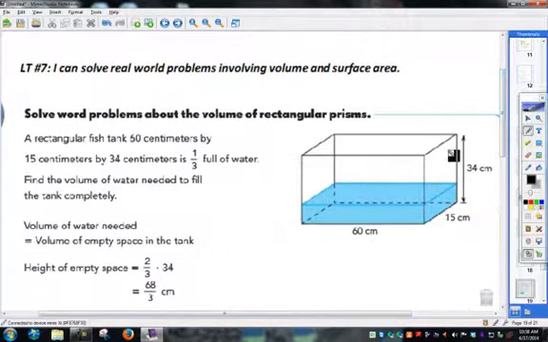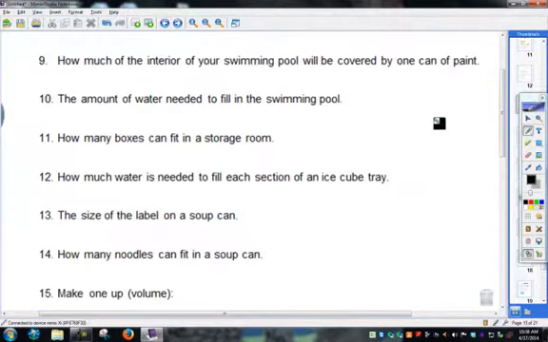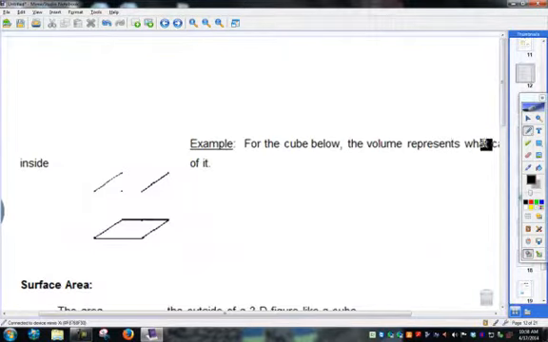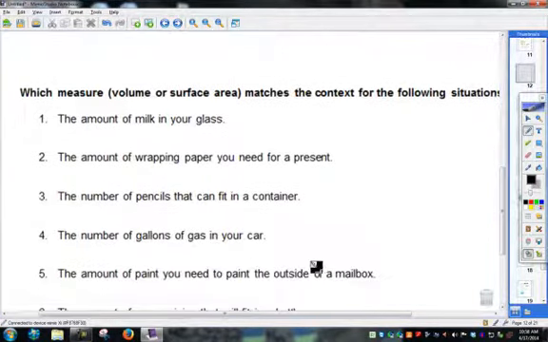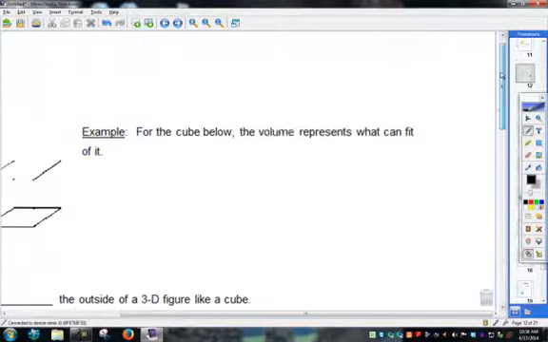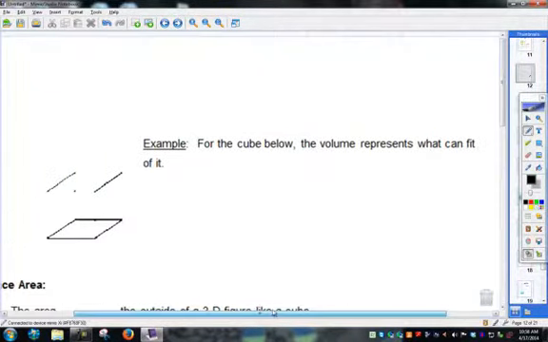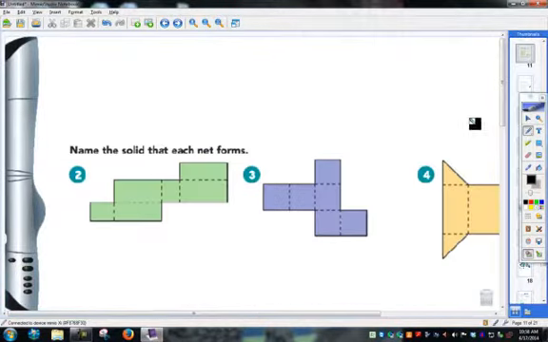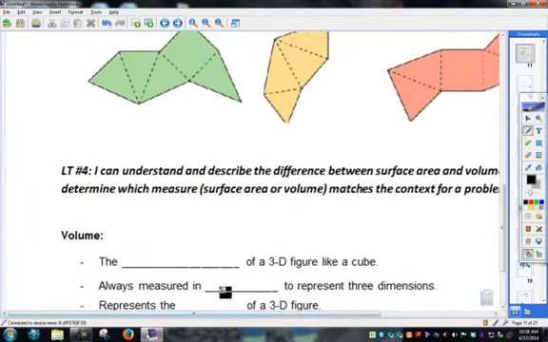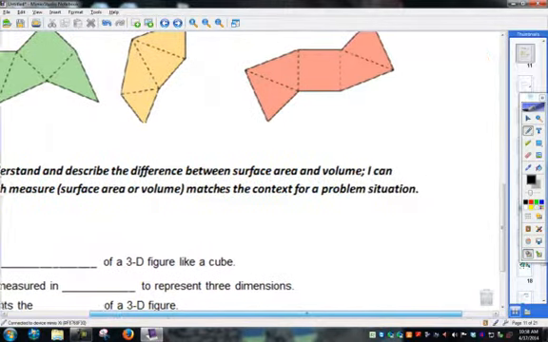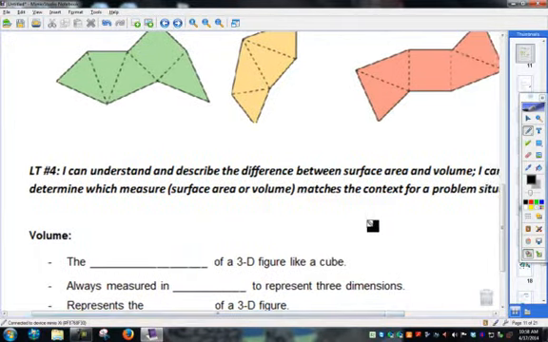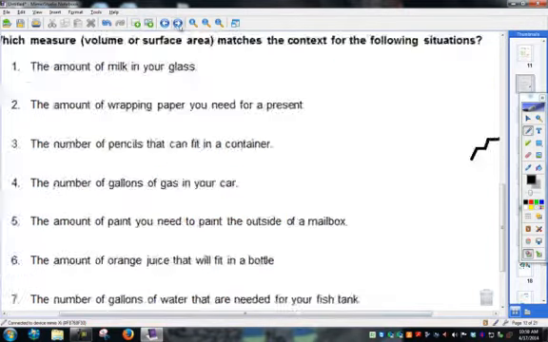Okay. Now let's get into some word problems involving volume and surface area. Now you guys already know how to find volume, you know how to find surface area. Now we just got to go back to the learning target. Being able to decide if it's a volume question or a surface area question. Here it is. I can understand the difference between surface area and volume, and I can determine which measure to use or which one matches the context for the problem.